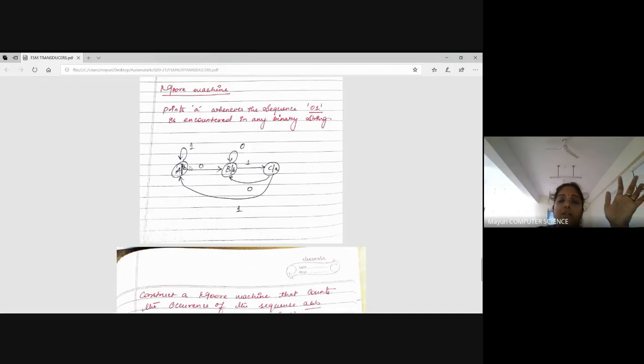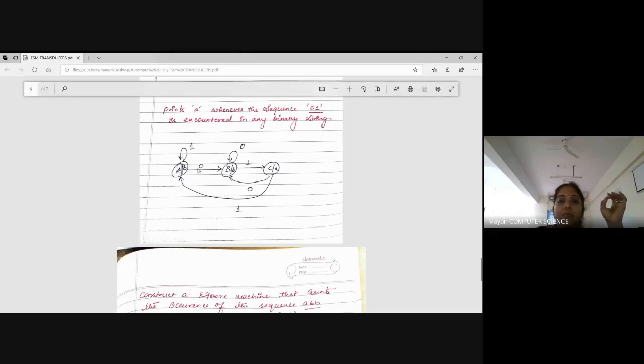So if I construct a skeleton diagram, the states are A, B, C, outputs are small a and small b. Your output will be a only when you reach 0, 1. When 0, 1, my output is a. For the remaining states, you see the output I have written is b. And for the remaining inputs, you know that. 0, 1, where you give 1 here.